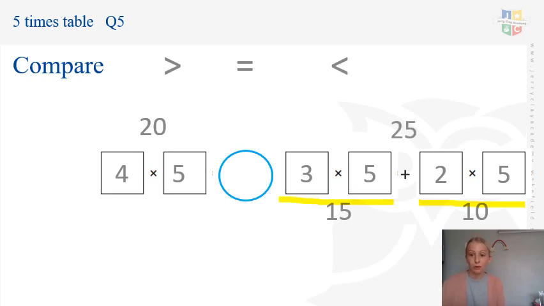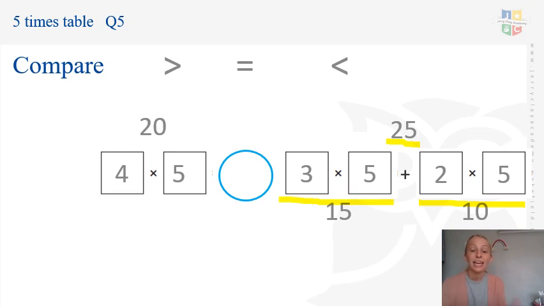Now another way we could have done this, so the first times table is 3 times 5, so I need 3 lots of 5. Add 2 lots of 5, so I just need 2 more fingers for 5. And I could have worked out 5 times 5. Ready? 5, 10, 15, 20, 25, which would have made the same answer. So you can do this either way, whichever you find more easy.